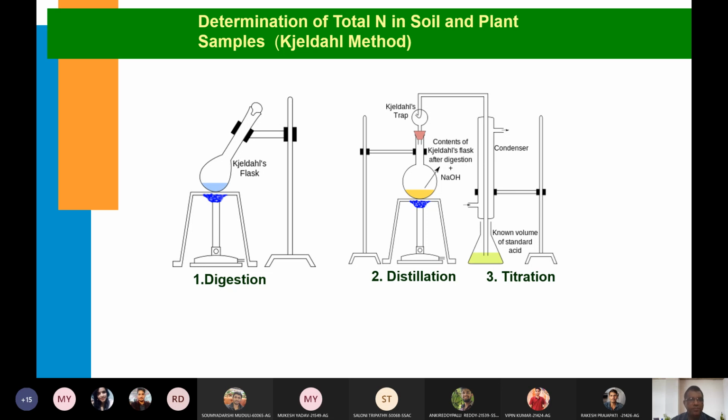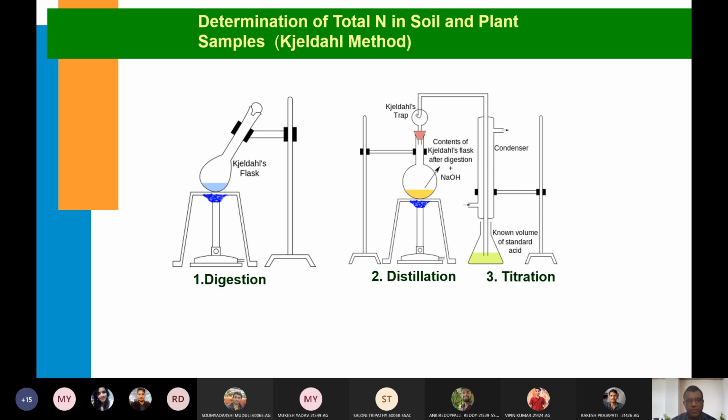You can use the same Kjeldahl flask, you put it here, and the Kjeldahl flask is connected to the boric acid. It is shown in yellow color, but it is pink or red color. In between, you see there is a condenser. In this case, your Kjeldahl flask contains your ammonium sulfate and all the contents.